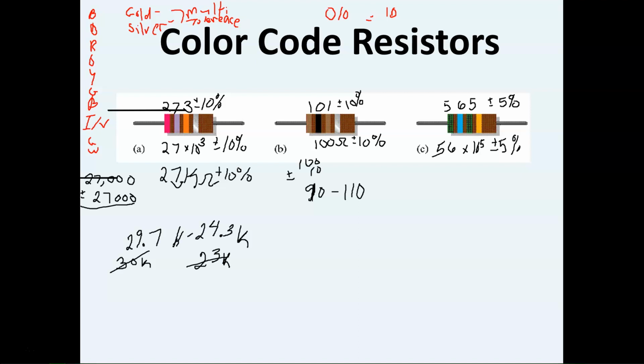Now the only problem I have with this is it's not in proper engineering notation. So in order to do that, bring my decimal, which is at the end of my 56, back 1, and I get 5.6 times 10 to the 6, which would be mega, plus or minus 5%.